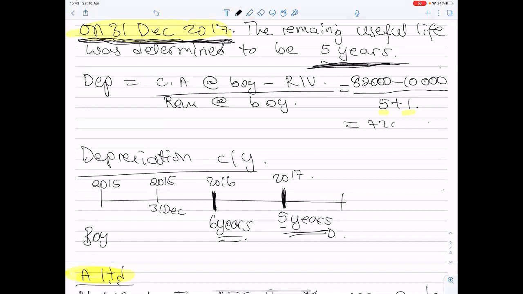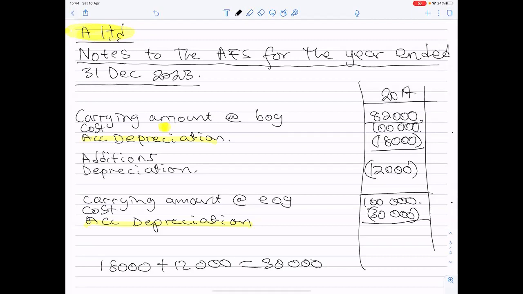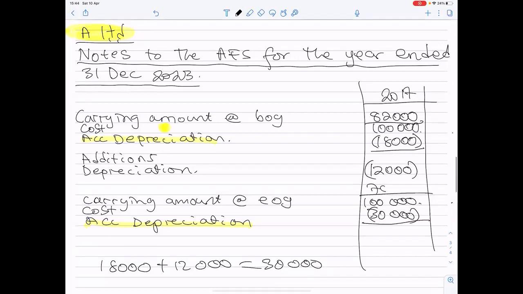So in this case, it will be 72,000 divided by six. Yes, 72,000 divided by six. I'm going to get a depreciation of 12. Am I right? 82,000 minus 10,000 divided by six. So you put your 12,000 there. Cost still 100. Accumulated depreciation will be 18 plus 12. So minus 100, get 70,000.